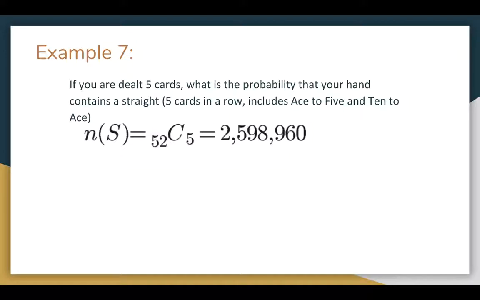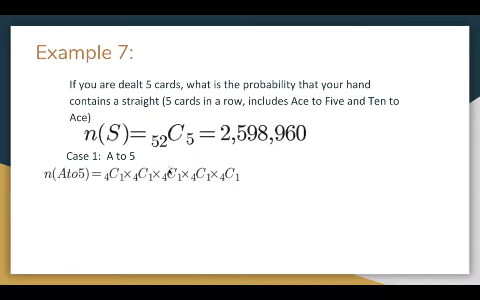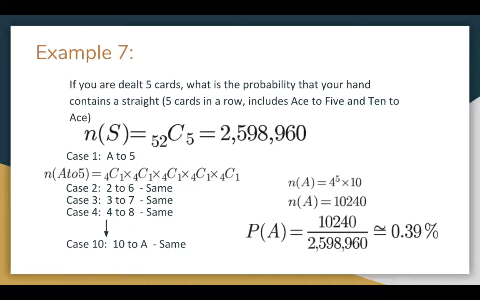And so what we do is we look at the first case. So if it's ace to 5, we have a slot method, but we're saying out of the 4 aces, we're going to choose 1. Out of the 4 twos, we're going to choose 1. Out of the 4 threes, we're going to choose 1. So we've got 4 times 4 times 4 times 4 times 4 working for us. The next case would be 2 to 6, which would be the same. These will all be the same, all the way up to 10 to ace. And so really, there's 4 choose 1 times 4 choose 1, all the way up to 5 of those, times 10 different cases. So we get 4 choose 1 to the 5 times 10. That's 10,240. And so the probability is 0.39%.